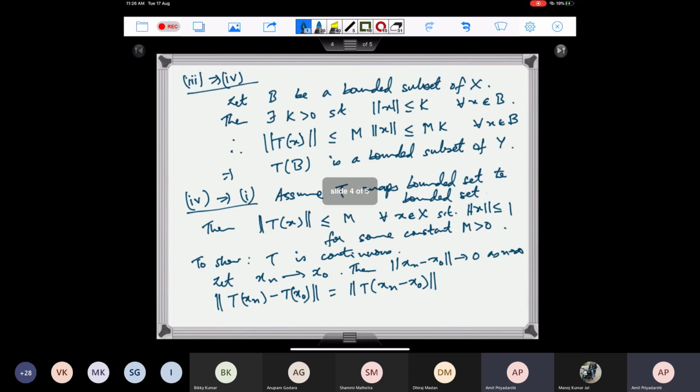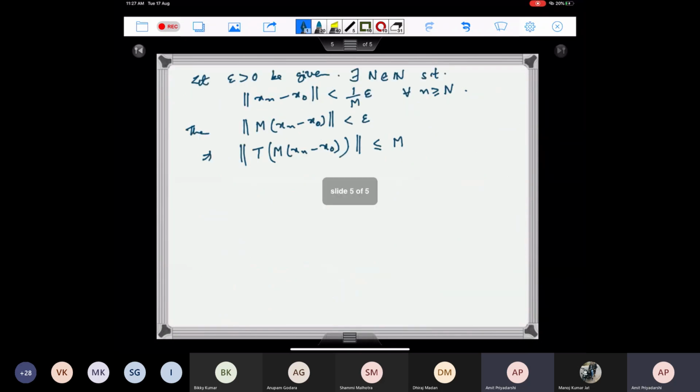So I think let me change here. Yeah, so maybe I'll do it like this. Let epsilon greater than 0 be given, and then we will choose this m such that if norm x is less than or equal to epsilon, then norm of Tx is less than or equal to m. So instead of taking the unit ball, we take this ball of radius epsilon. So we get norm Tx less than or equal to m, and then we use this. So let me remove this.